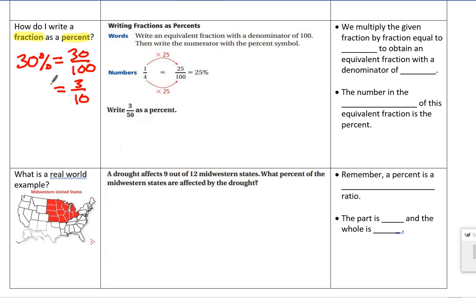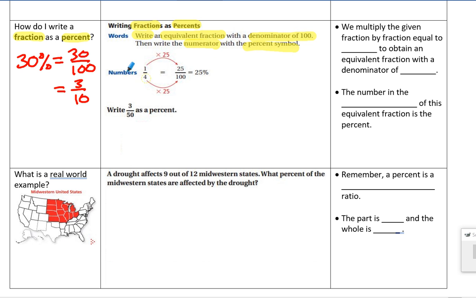But what if we want to start at 3/10 and go back to a percent? So here's how we write fractions as percents. We write fractions as percents by writing an equivalent fraction with a denominator of 100. Then write the numerator with the percent symbol.